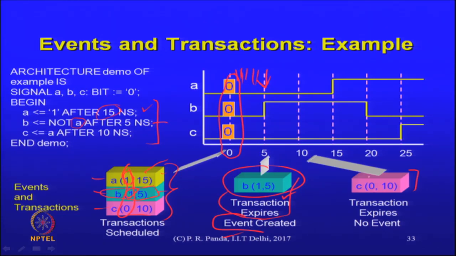I have a 0 value being scheduled onto C at time 10. I pick it up because that is the earlier transaction to be scheduled. I post the transaction. What happens to the value of C? There is no change, because the current value is 0 anyway. This is an example of a transaction that is processed because it expired, its time has come, but it did not result in the creation of an event, because the value of C did not change.